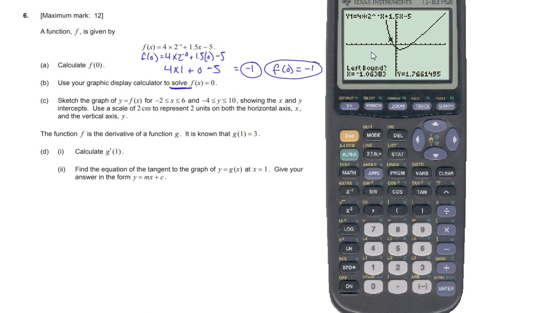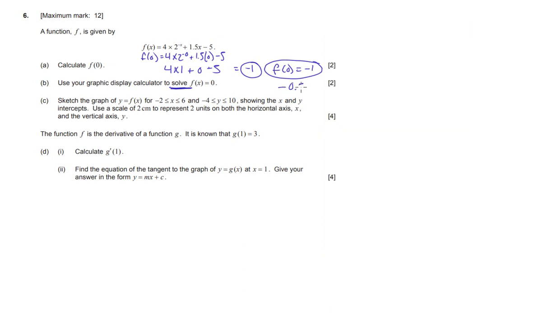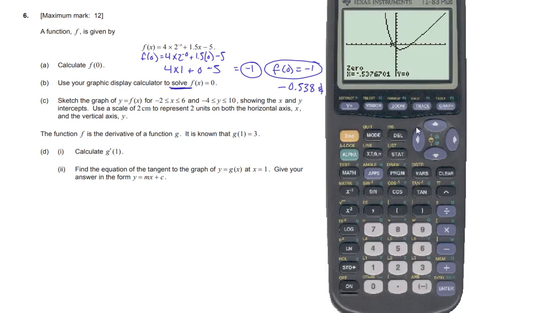So we want to get to the left of where it crosses the x-axis, enter, and then move over to make sure that we're to the right of where it crosses, enter, and then enter one more time, and we get x equals negative 0.5376. So negative 0.538 is one of them. And there's going to be another one, over here.